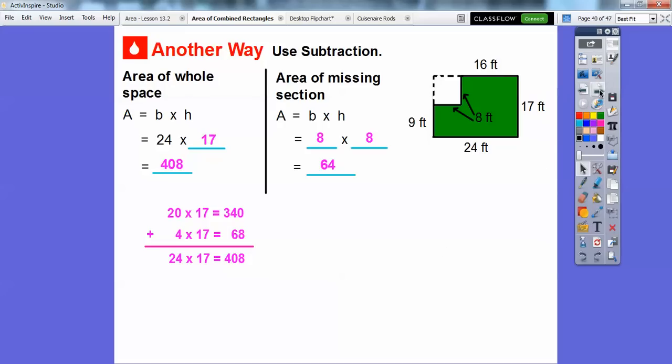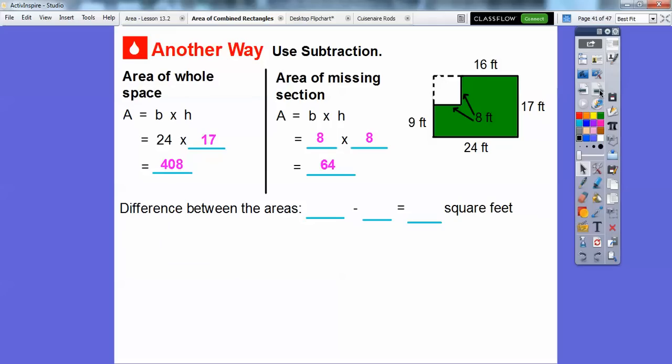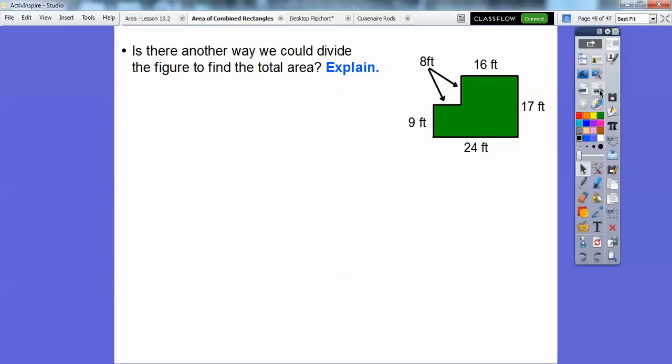Okay, so then we're going to subtract, you guys. So the difference between the areas is going to be 408 minus 64. Okay, that's going to give us 344 square feet, the same answer that we got before. All right. So the area of the sod space is 344 square feet. All right, easy enough. Always answer the question in the context of the problem.